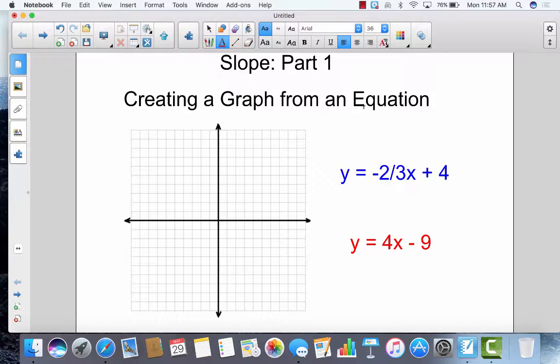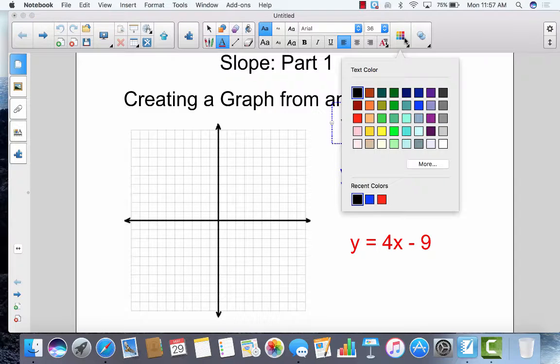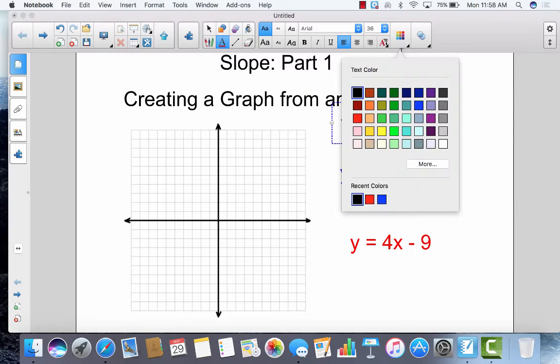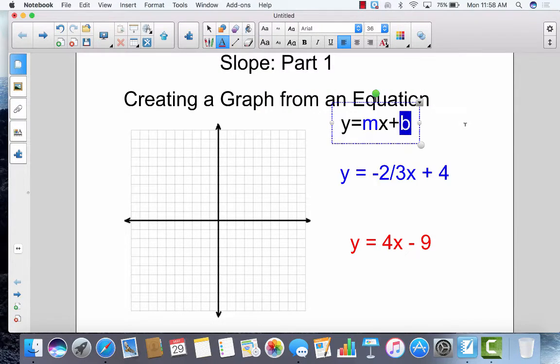In this video, we are going to take a look at how to create a graph when we are given an equation. Please remember the form of the equation we've been talking about, which is y equals mx plus b. And in this equation, the m is your slope, and that tells us how we move from one point to the next. And the b is your y-intercept, and that tells us where the graph crosses on the y-axis.